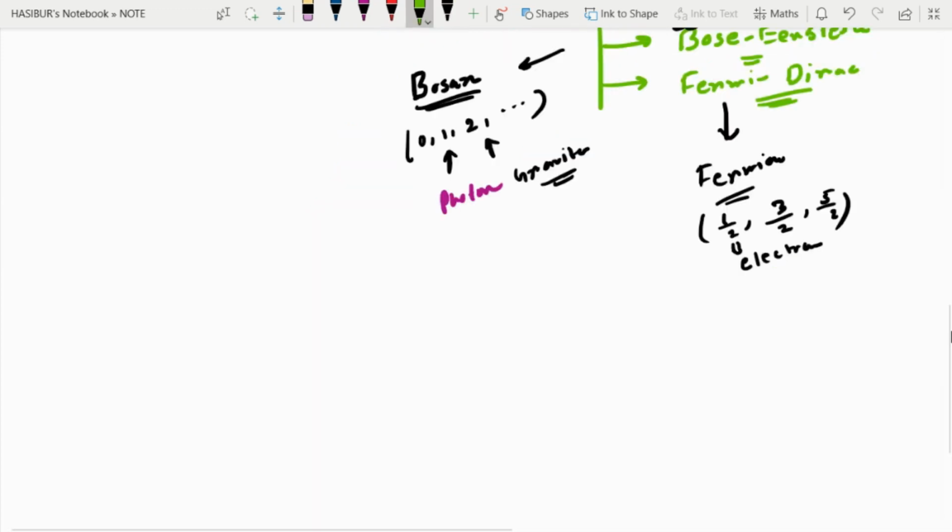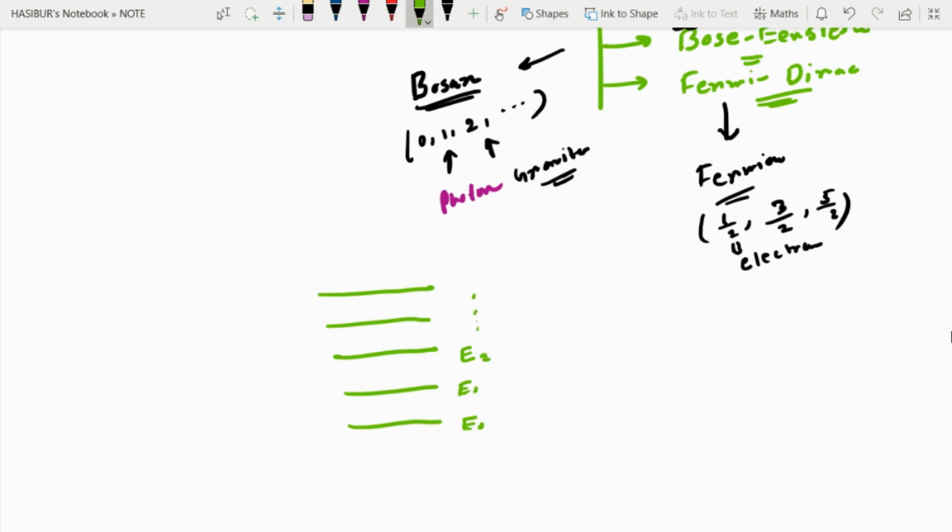Now let's see what the distribution is. Suppose there are some energy levels in a system, and this is the ground state, E0, this is E1, this is E2, these are the excited states. And in this system there are n number of particles. The distribution tells how the n particles are distributed in these energy levels, the average occupation of each level. These levels can have some degeneracy also.